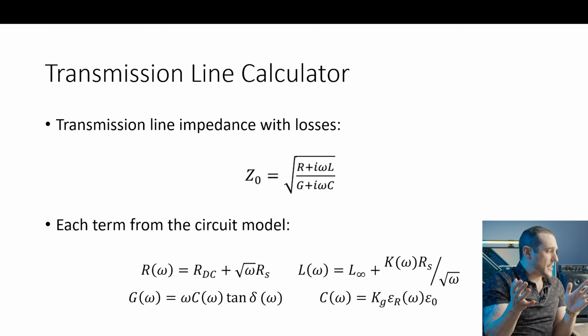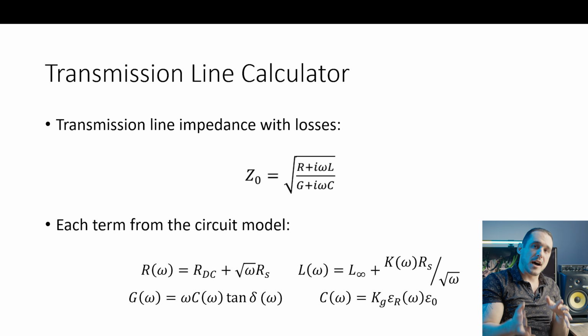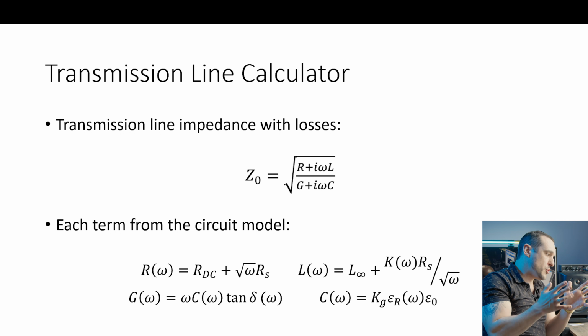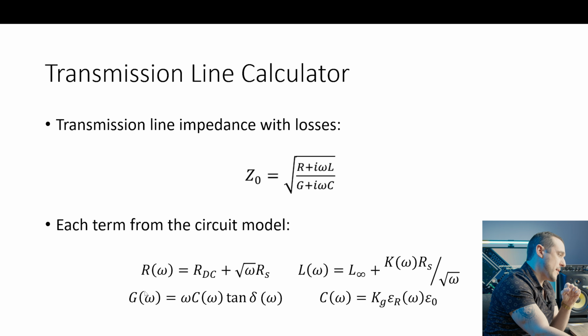And the transmission line calculator is intended to calculate transmission line impedance and propagation constant with losses. So here you can see on screen we have some of the equations that we're going to use to calculate the impedance. And of course the basic equation for characteristic impedance of a transmission line is given right here. It is Z0 and it includes all of these loss terms. We have a resistance, we have an inductance, we have a capacitance, and then we have a conductance term that includes the loss tangent of the dielectric material.